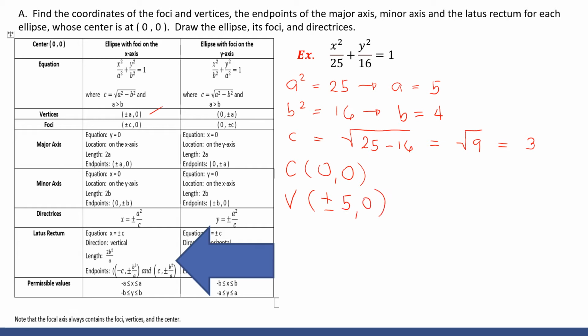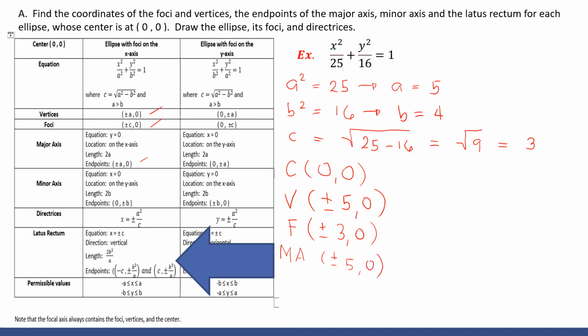At ito ang ating vertices. Para sa coordinates of foci, we have plus minus c, 0. Then, since c is 3, we have plus minus 3, 0. Okay? And then the endpoints of our major axis, plus minus a, 0. So when we say major axis, so MA, what are the coordinates? We have plus minus a, that is plus minus 5, and then 0.